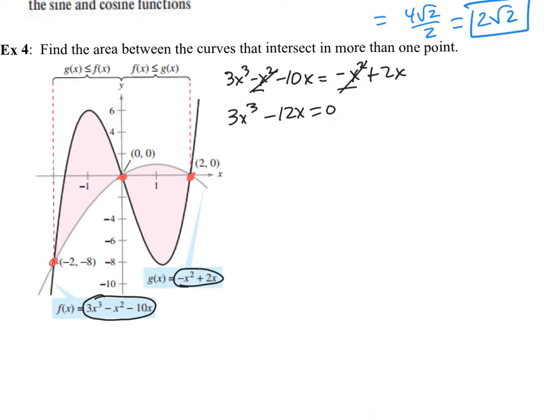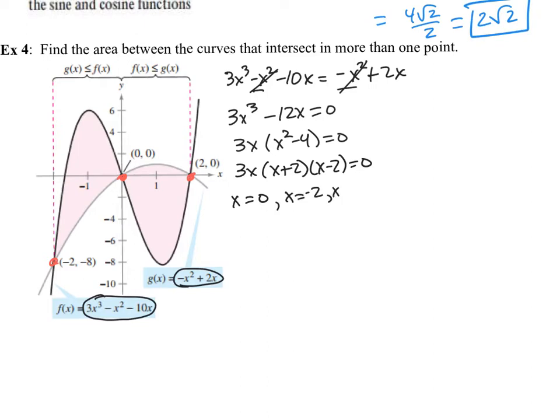All right, let's solve this by factoring. You'll notice that these two terms have a common factor of 3x. So let's factor that out. We'd have 3x times x squared minus 4 equals 0. So here we have a difference of two perfect squares, which will factor as 3x times x plus 2 times x minus 2 equals 0. So our three solutions would be x equals 0, x equals negative 2, and x equals positive 2. And I'm just going to go ahead and rearrange those from the smallest x value to the largest. So that would be x equals negative 2, x equals 0, and x equals positive 2.